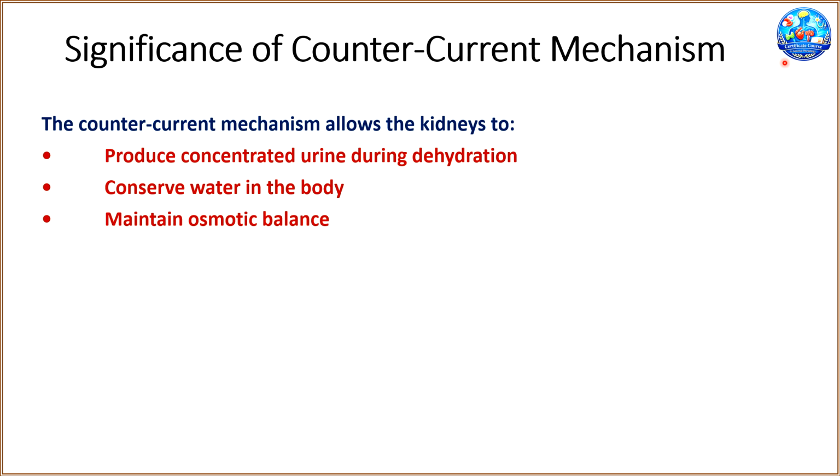Significance of the countercurrent mechanism: it allows the kidneys to produce concentrated urine during dehydration. When a person has not consumed much water, it conserves the water, thereby the urine is concentrated. One more thing is it helps maintain the osmotic balance and the ion balance within the body.